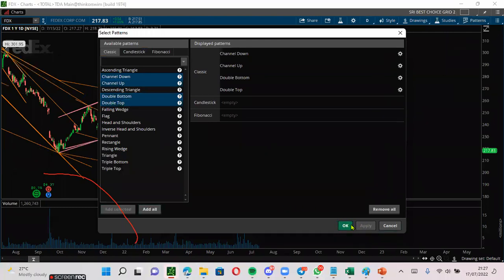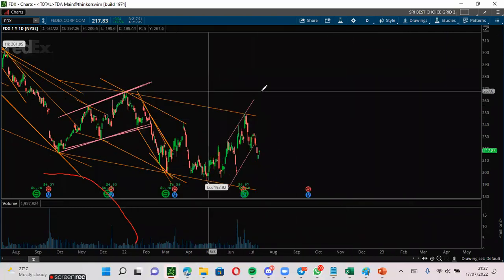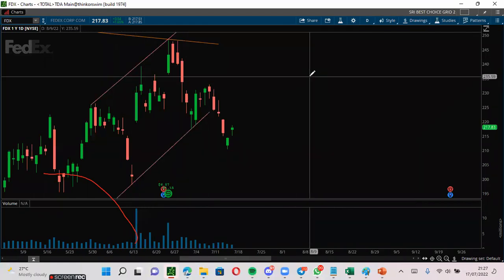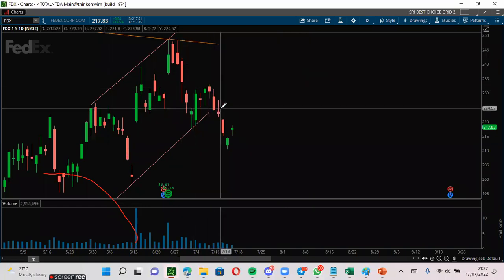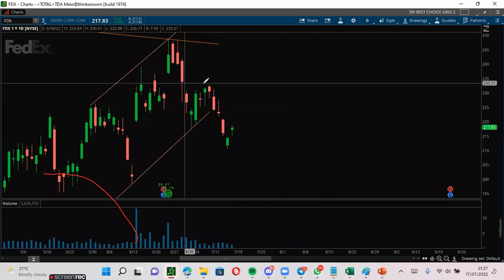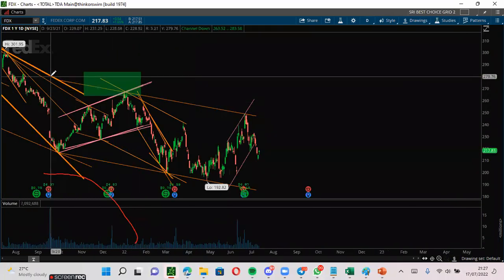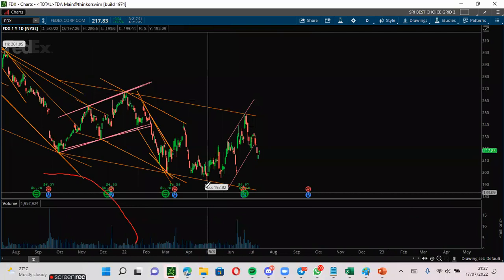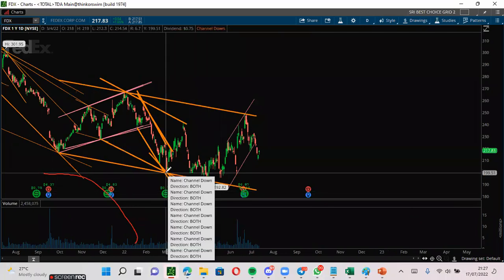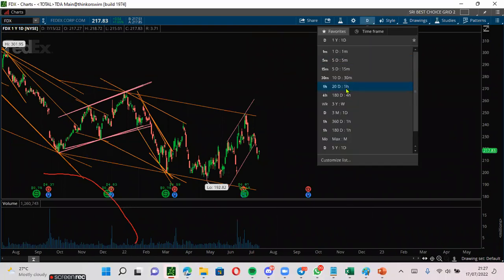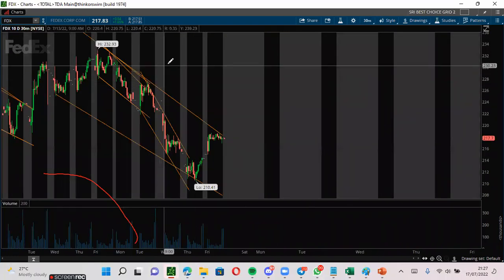Okay, so if you see right now, FedEx, it showed this is the channel up. It automatically draws it for you. And now there is a bearish trend on the daily. It broke out. There is channel down, channel up, channel down.